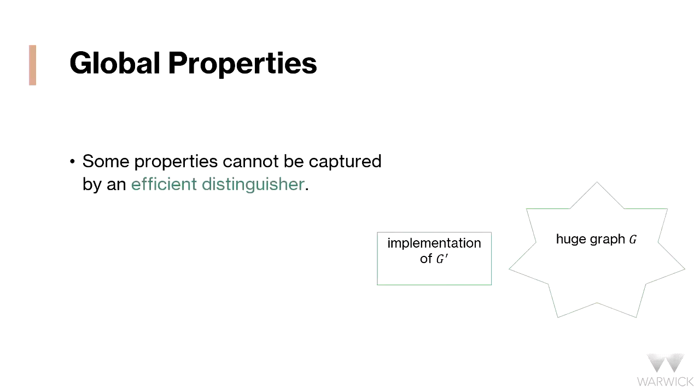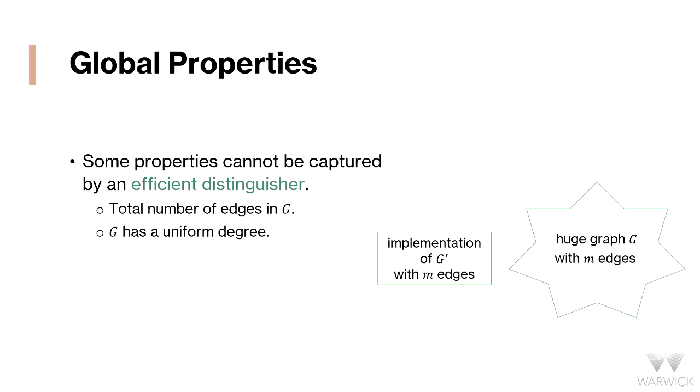So suppose we know something. We know that the graph has a uniform degree. Then it would only make sense that we also want to generate a graph with a uniform degree. Or we know that this graph has so many edges, so we might want to generate a graph that also has the same number of edges.